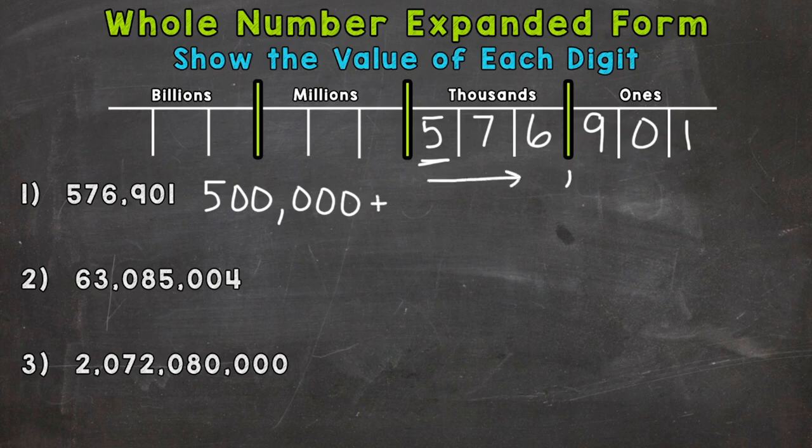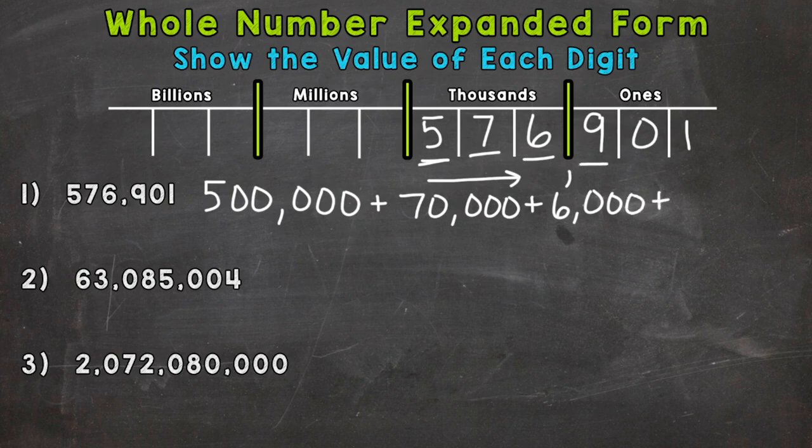So plus, we need the value of the 7. So that's in the 10,000s place. So it has a value of 70,000. Plus, our 6 here is in the thousands place. So it has a value of 6,000. Plus a 9 that's in the hundreds place, so it has a value of 900.